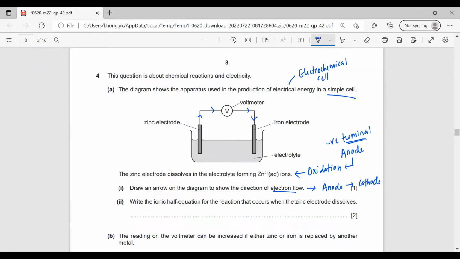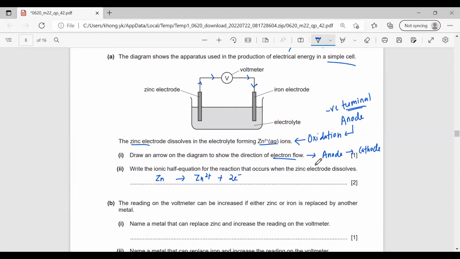Next, write the ionic equation for the reaction that occurs when the zinc electrode dissolves. Based on this statement, the zinc dissolves to form zinc 2+ ions. So the zinc turns into zinc 2+ ions. To balance this half equation, we need to add 2 electrons to the more positive side, which is the ion side.